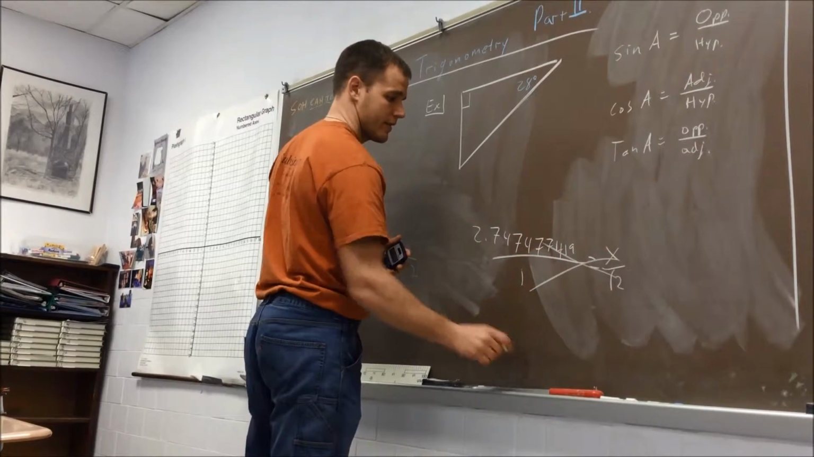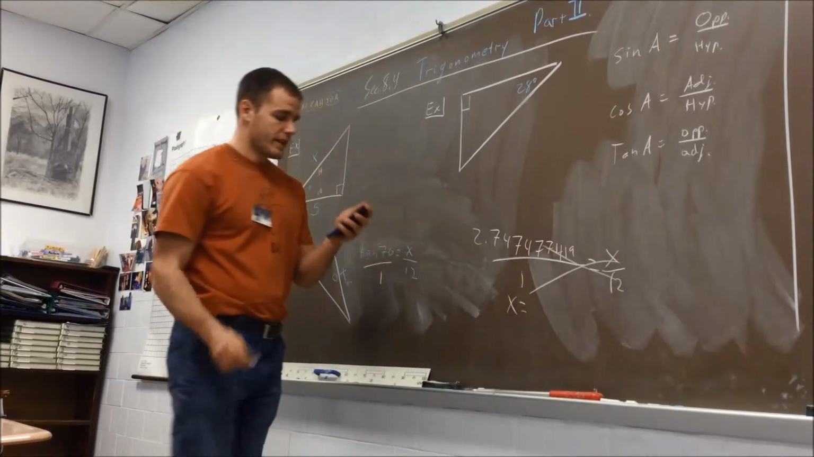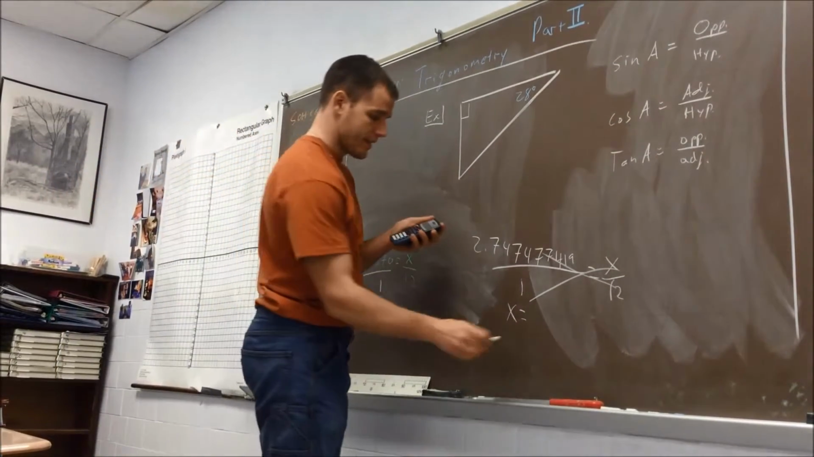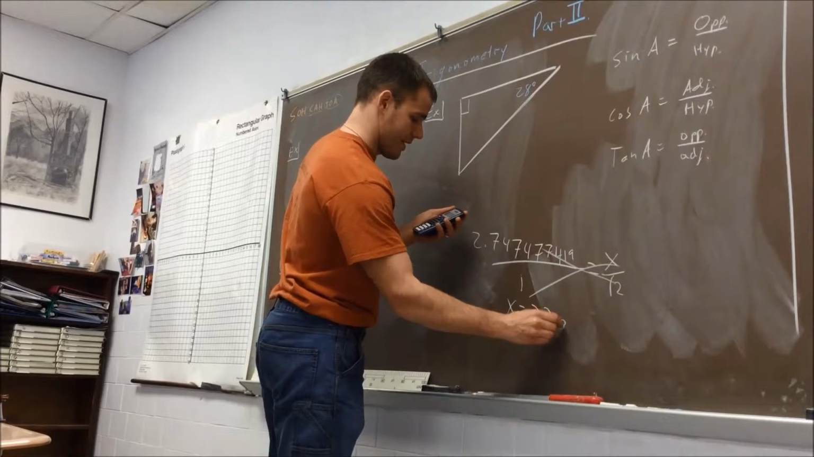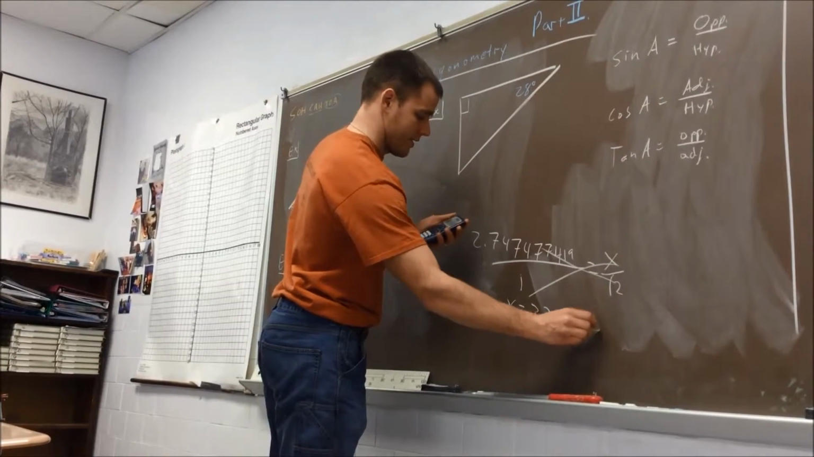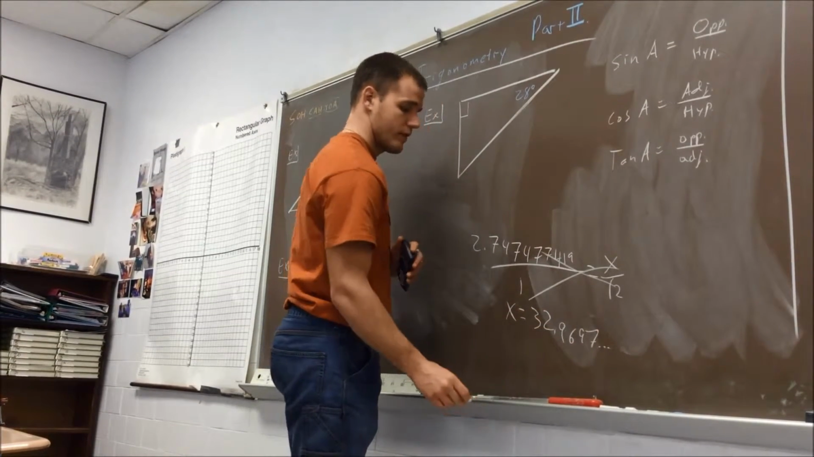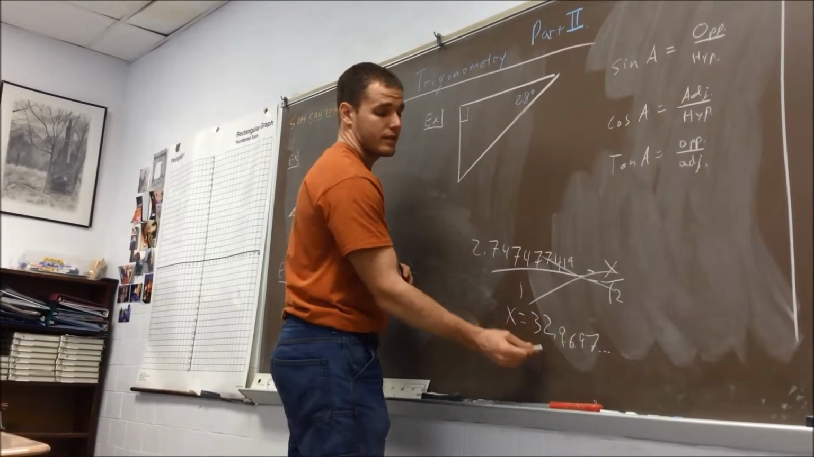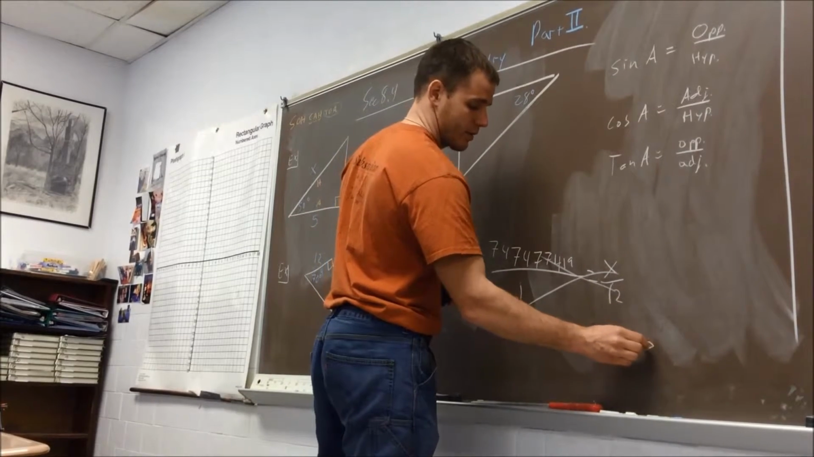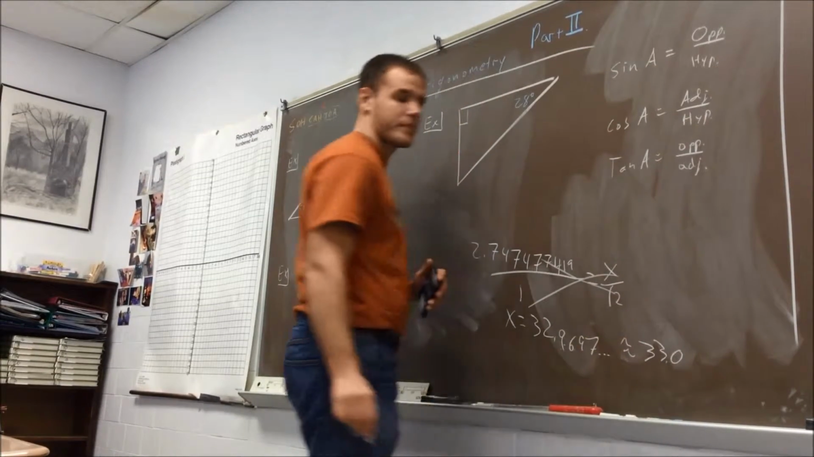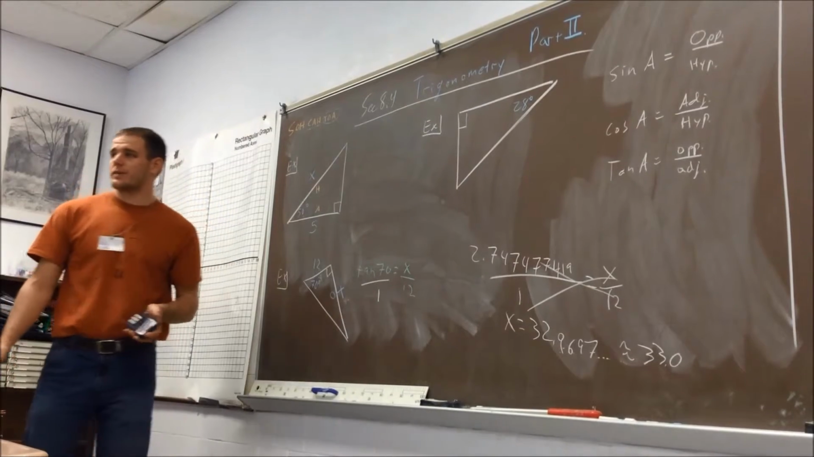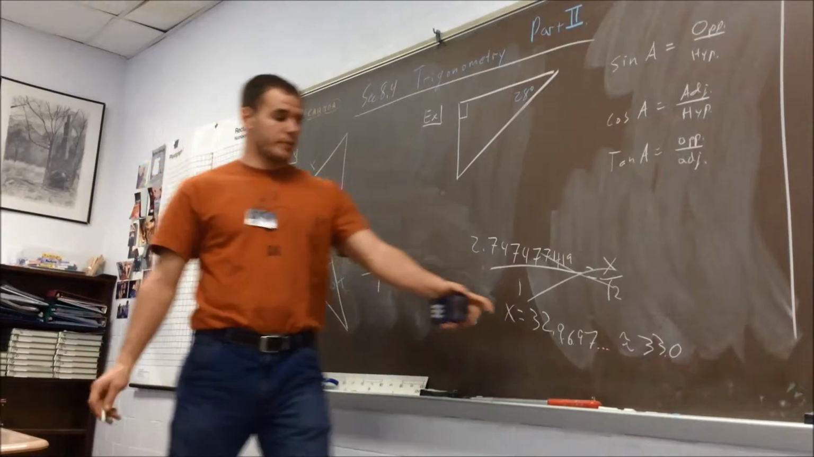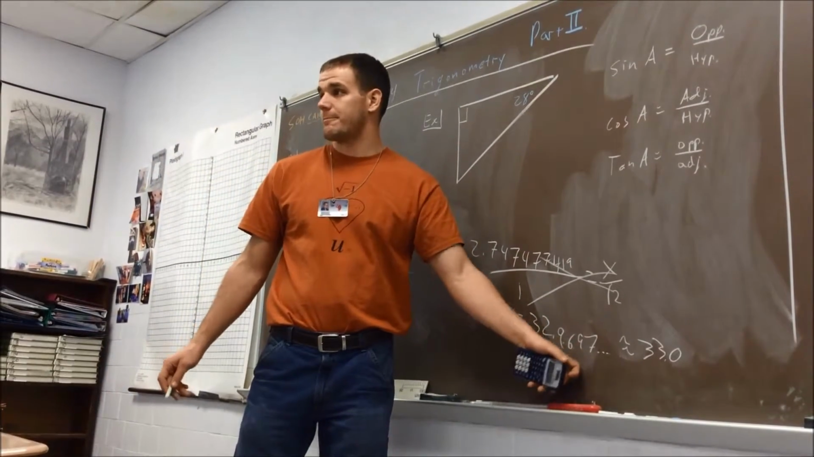Cross multiply. I take that times 12, and I'll get 32.9697, and so on. Round one place beyond the decimal. Well, that's going to make that round up, isn't it? I'm going to say it's approximately 33.0. Do we want to do the 0.0 on this? Yes, we do, because it shows us we rounded one place beyond the decimal. Does that make sense?